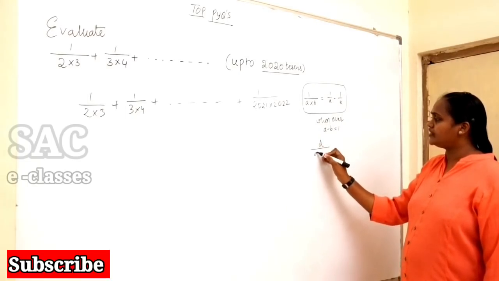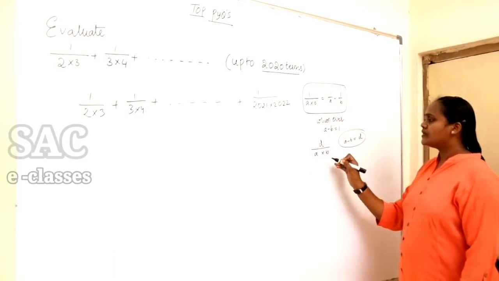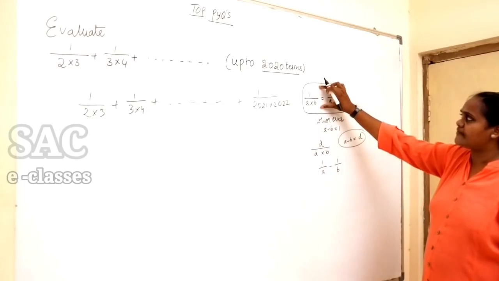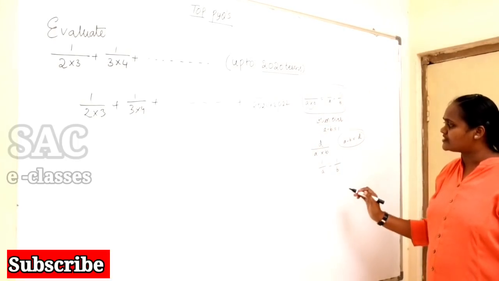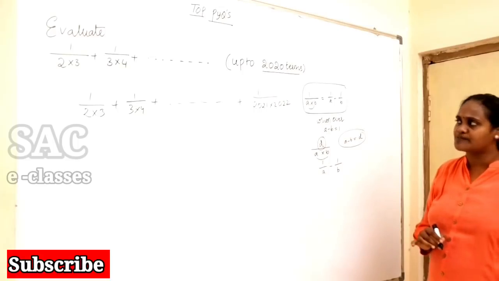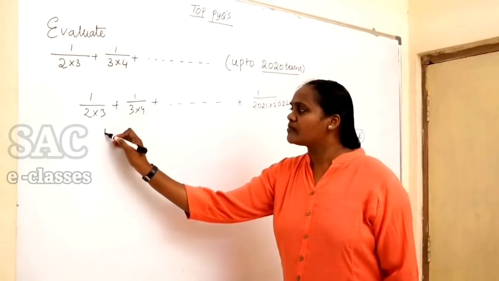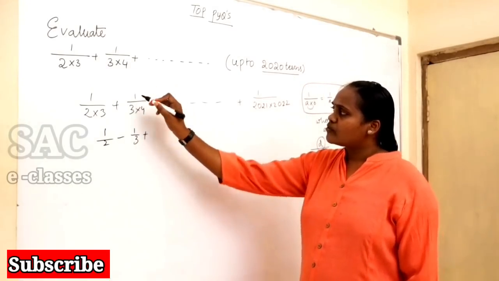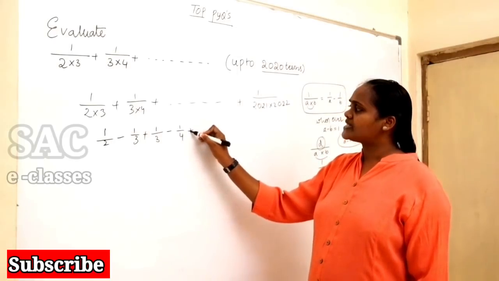Maybe here D by A into B, where D means the difference between the two numbers, A minus B equal to some difference D. Then you can write 1 by A minus 1 by B. What I am trying to say is, you can split a fraction as a difference between two fractions whenever the denominators are consecutive natural numbers or integers, whatever, their difference is equal to the numerator. That means you can split 1 by 2 into 3 as 1 by first number minus 1 by second number, plus, going for the second fraction, 3 into 4, in what way will you split it? 1 by 3 minus 1 by 4 plus, and so on.